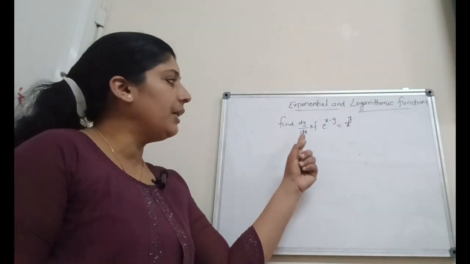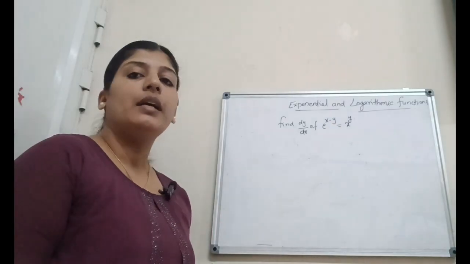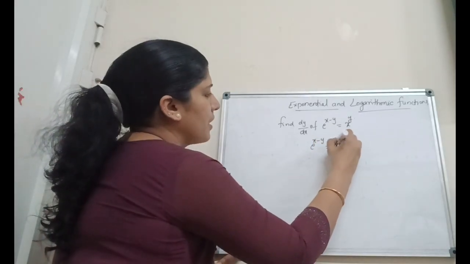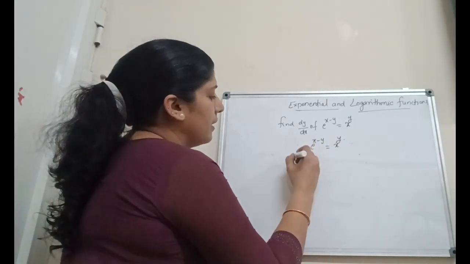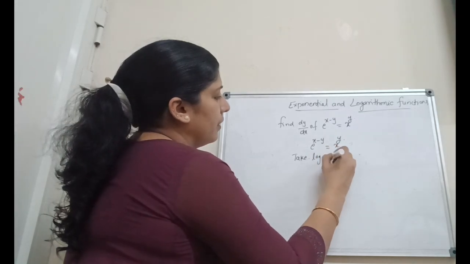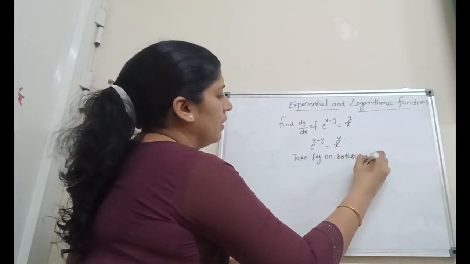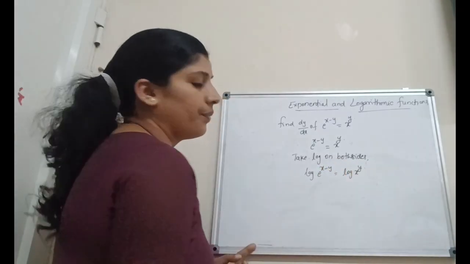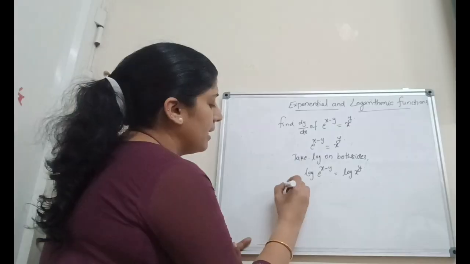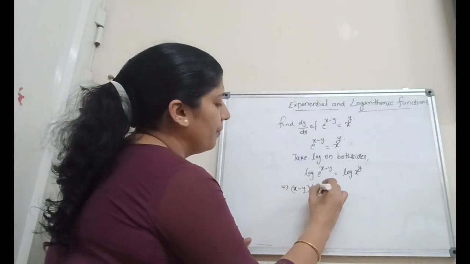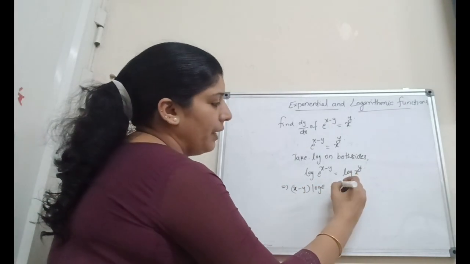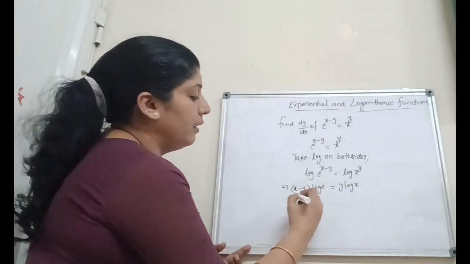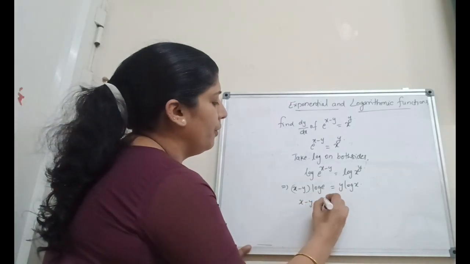Next question. Find dy by dx of e raised to x minus y equal to x raised to y. Now here the given function is e raised to x minus y equal to x raised to y. Then take log on both sides. Therefore, log e raised to x minus y equal to log x raised to y. Then log e raised to x minus y can be written as x minus y into log e equal to log x raised to y, which can be written as y log x. Now here log e will be 1. Therefore, this can be written as x minus y equal to y log x.